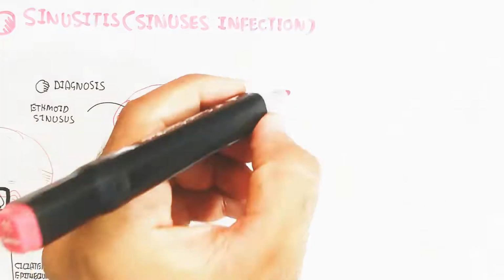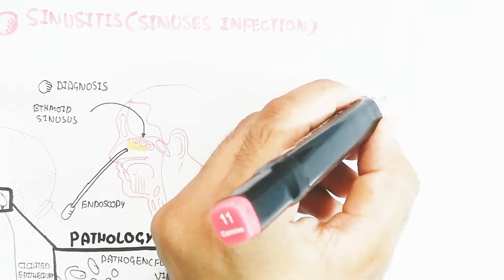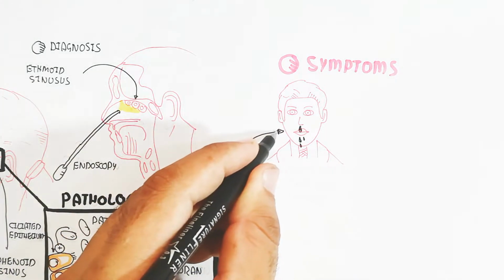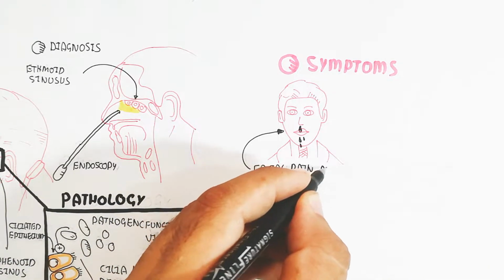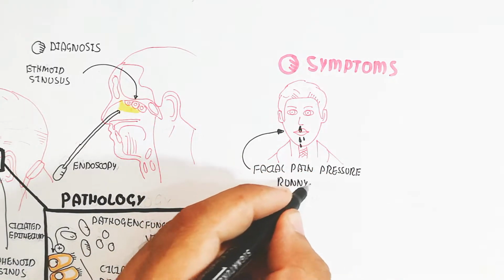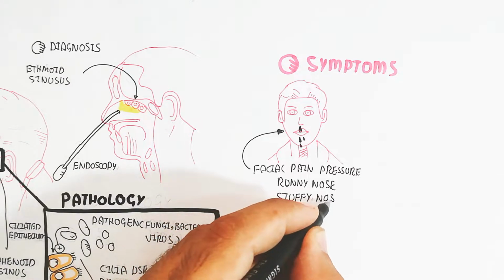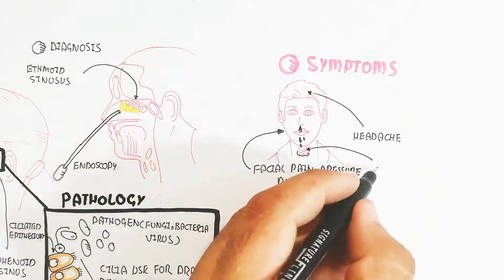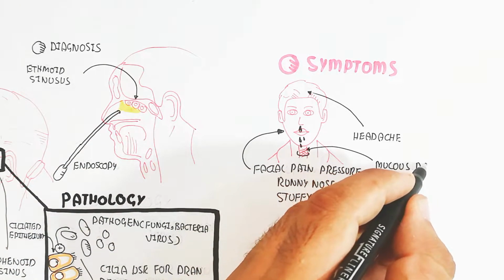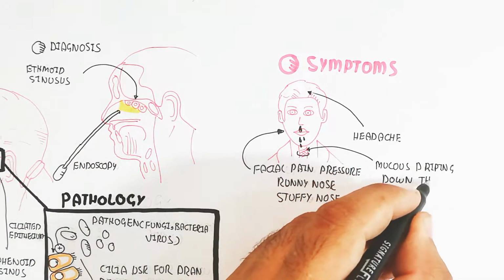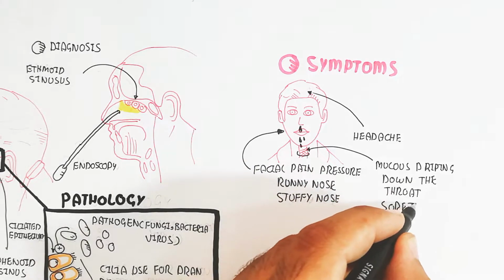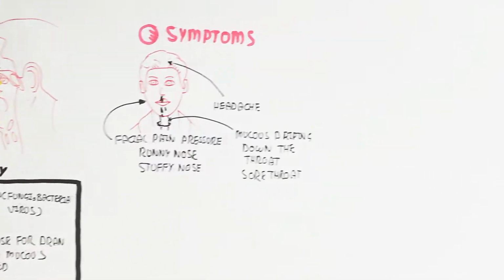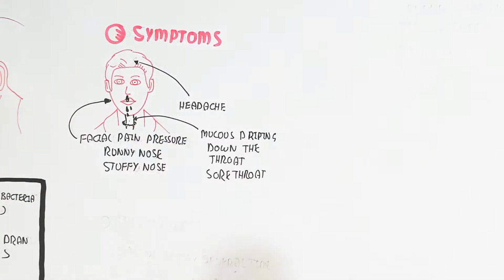On the other hand, if we discuss the symptoms, the symptoms are many, because the sinuses are present in the head region. Headache will occur, facial pain and pressure due to the increase of fluid, the mucus, a runny nose and stuffy nose, mucus dripping down the throat, and sore throat. When mucus drips down the throat it can move into the respiratory system also and cause pneumonia.